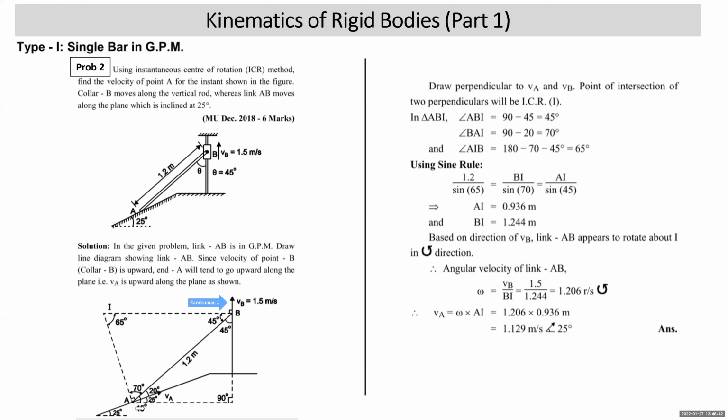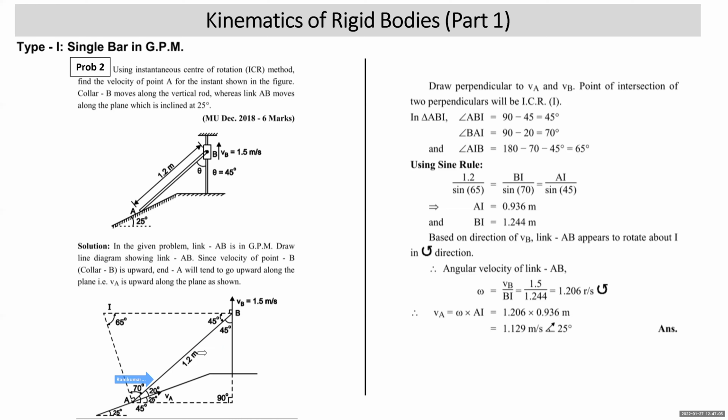So A will slide up the plane, that is the velocity of point A. Draw a perpendicular to VA and a perpendicular to VB, and you locate the ICR. Now this angle is given to be 45. This angle is 90. So what is this angle in total? 45. This total angle is 45. This angle is 25, so this angle is 20.